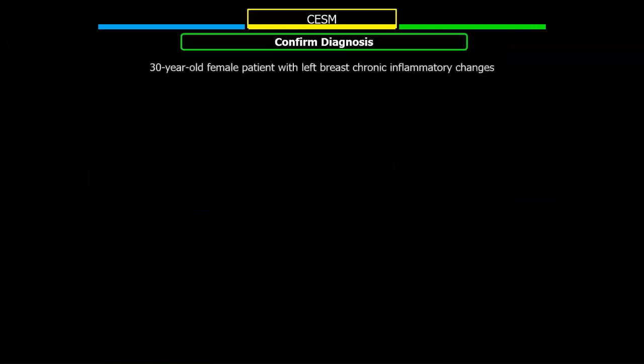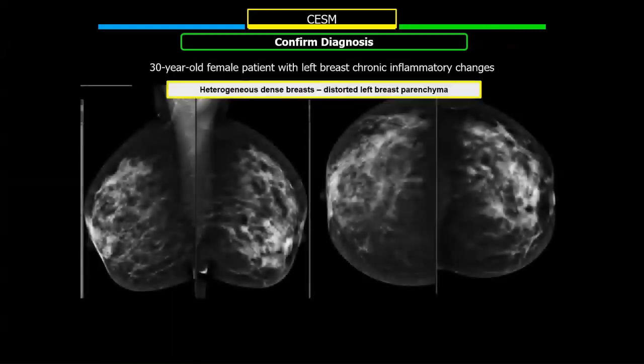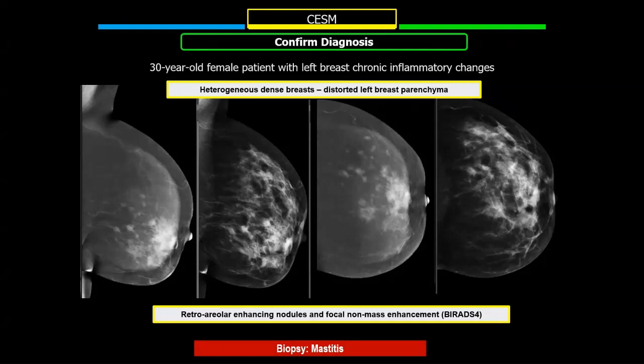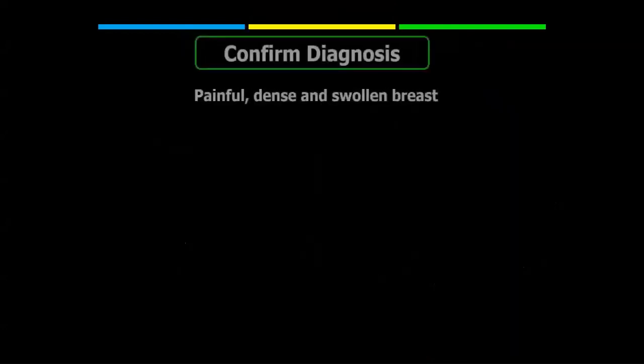The first case is a 30-year-old female patient with left breast chronic inflammatory changes. She had a heterogeneously dense breast parenchyma, and the left breast parenchyma appeared distorted. This was her contrast mammogram, and it revealed retroareolar enhancing nodules and focal non-mass enhancement, and she was assigned a BI-RADS 4 referring to the appearance of the lesion on the contrast mammogram. Actually, we performed a biopsy, and the biopsy came back with mastitis. The patient was followed up, and the condition completely resolved.